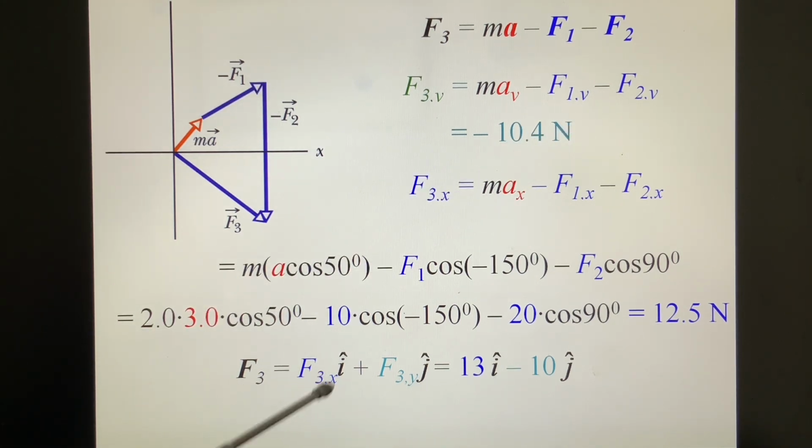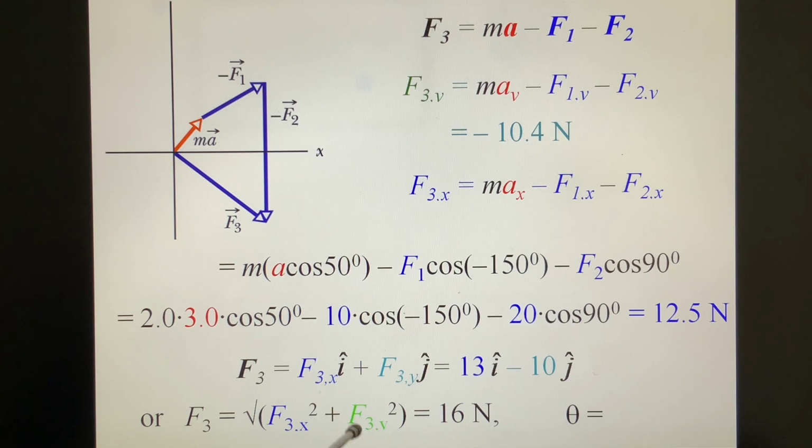Put them together. F3 equal to F3x i plus F3y j. And we take two significant figures, so x is 13 and y is minus 10. Once you know the two components, we can get F3 equals square root of F3x squared plus F3y squared, which is 16 Newton. And the angle is tangent theta equals F3y over F3x, so theta is minus 40 degrees. These are very easy ones.